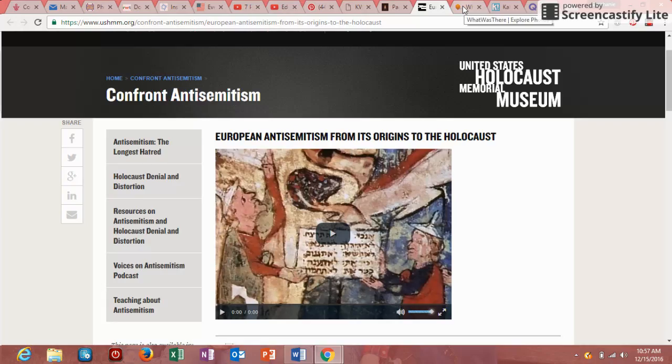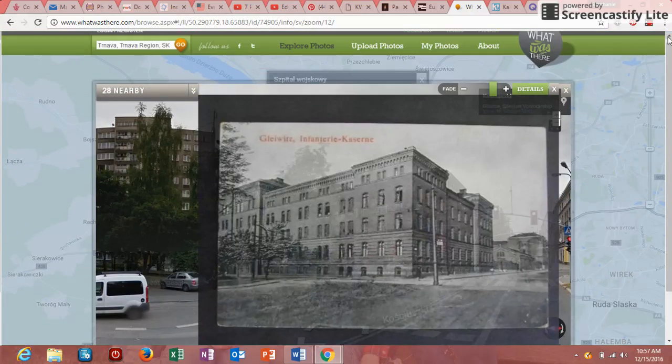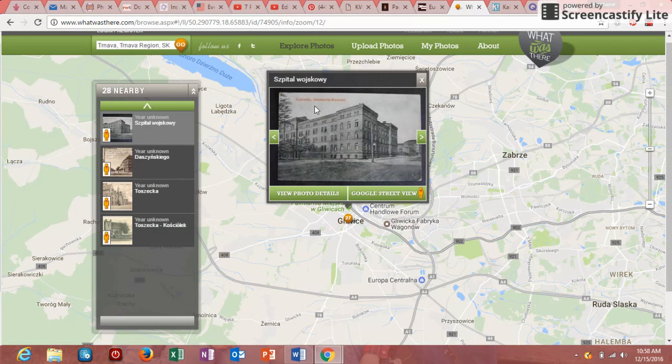Another thing that I encourage them to explore is this What Was There. It's a neat website, where you can explore on different maps and go to different cities to see what things looked like once upon a time overlapped with what it looks like now from the street view. Unfortunately, I didn't see very many. I was hoping that there'd be more concentration camps featured on here, but it's mostly the city areas.